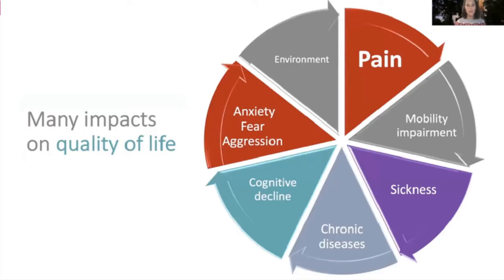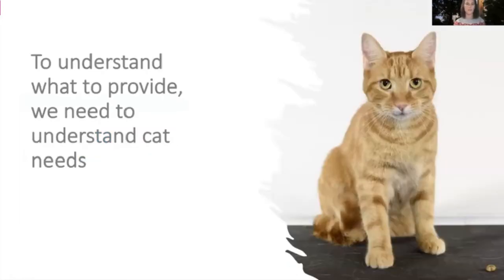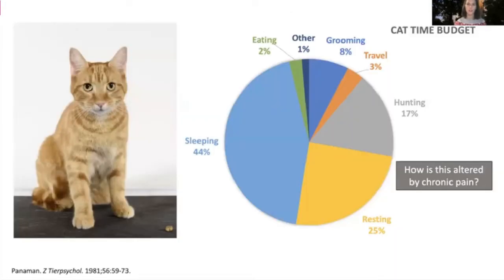There are many impacts on the quality of life, right? There's the pain itself, but then the mobility impairment, that ability to move smoothly, to get away, to get to places that you want to get to, that affects quality of life. Sickness, other chronic diseases, cognitive decline, anxiety, fear, aggression, and then that environmental piece is so important for their quality of life. So to understand what we need to provide for cats, we need to understand a bit about cat needs, including cat natural history, right?